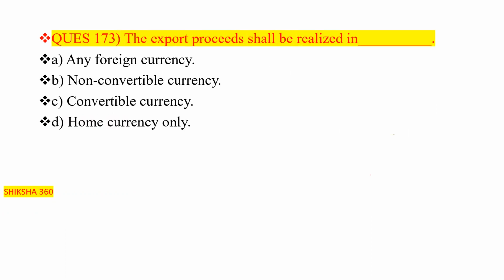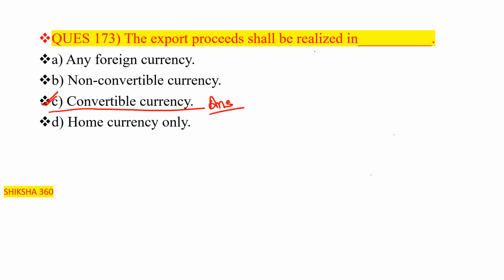The export proceeds shall be realized in any foreign currency, non-convertible currency, convertible currency, or home currency only. So the export proceeds, in which currency can we receive payment? The correct answer is the convertible currency. Option C is the correct answer.